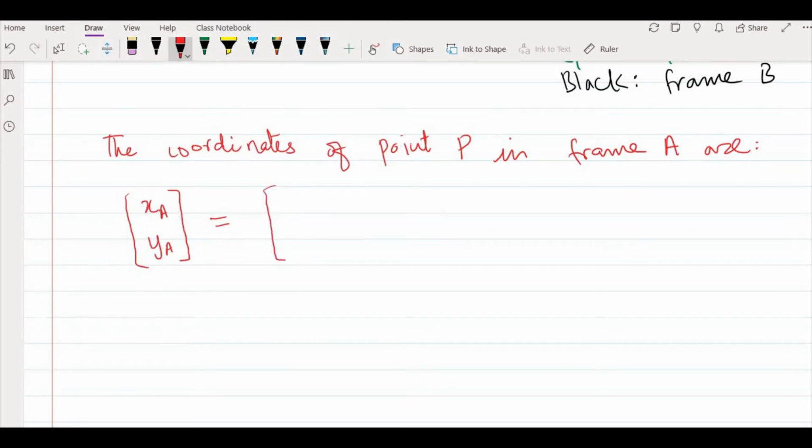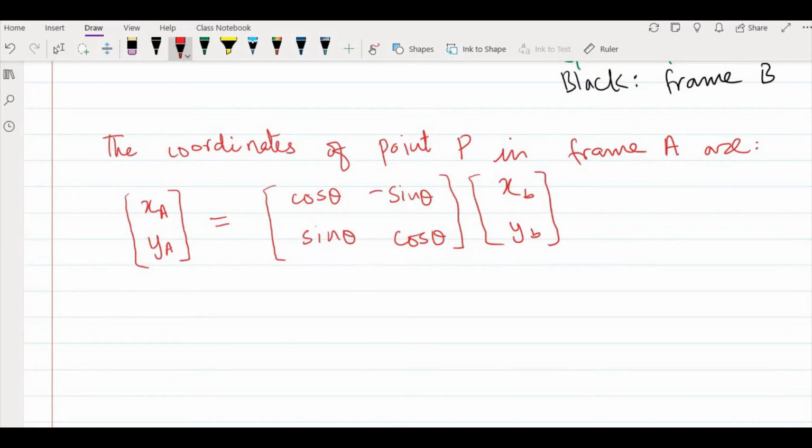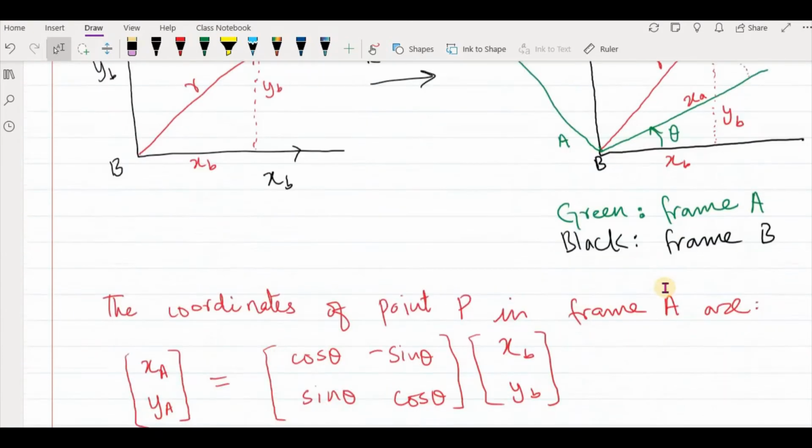So what we need here is a rotation matrix, where theta is the angle of rotation of the frame, and we multiply it with the original frame without rotation. So this is how you will get the coordinates of the point in the frame A.